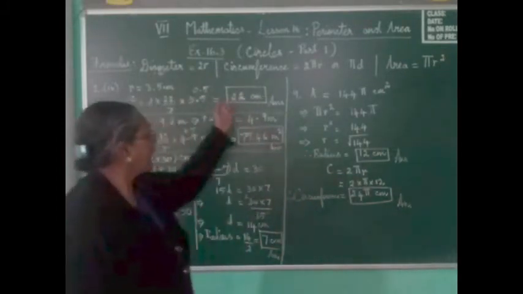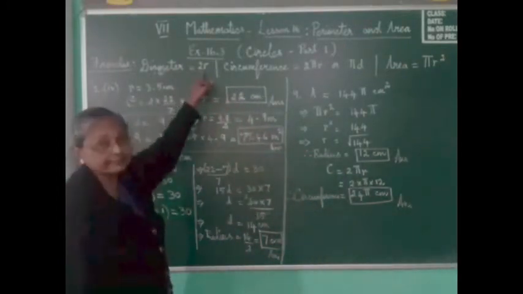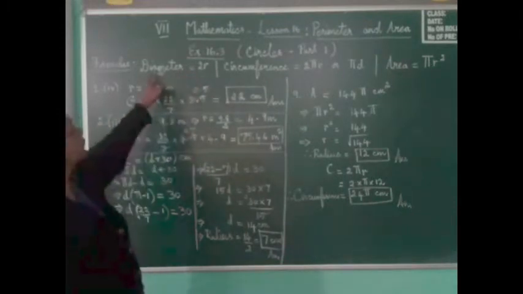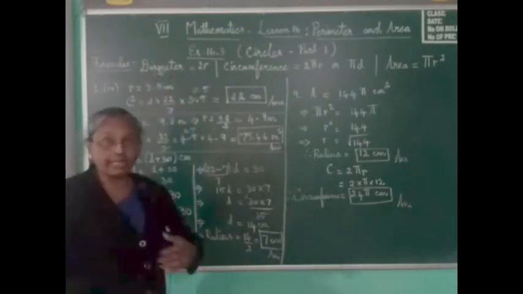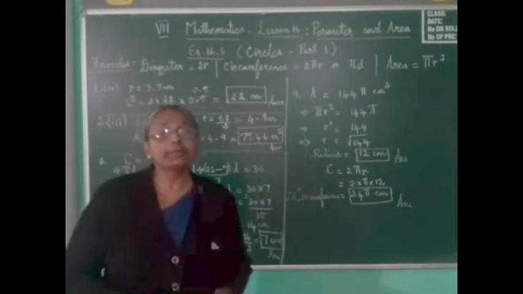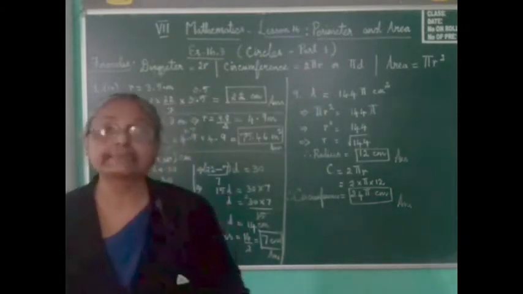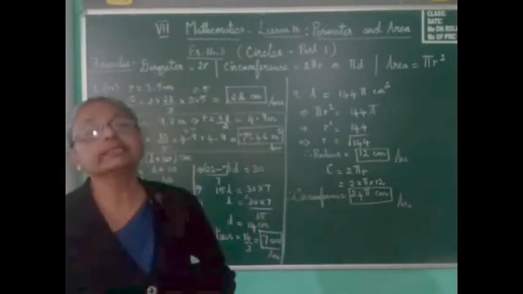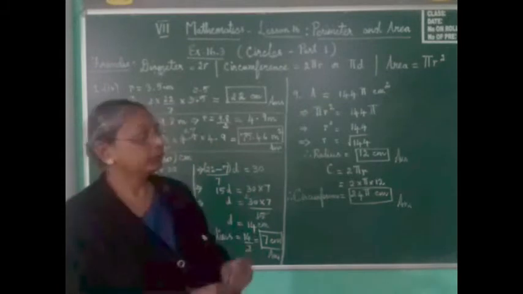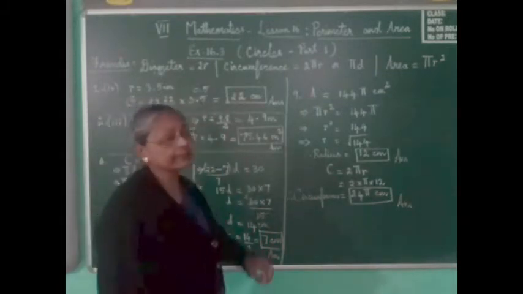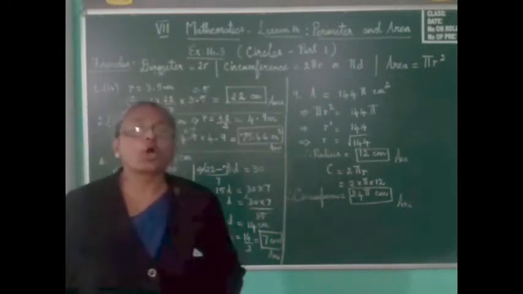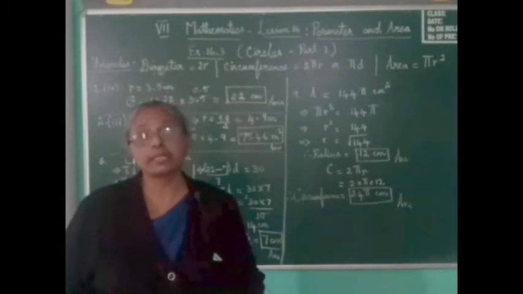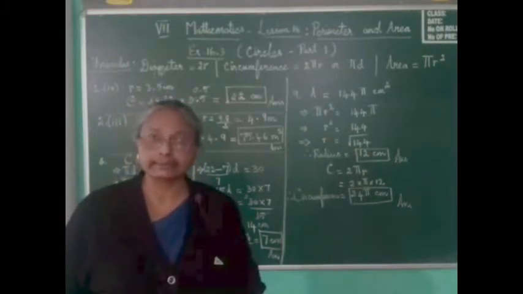Now, the radius can be denoted as r. And what will be the diameter? The diameter of a circle will be twice its radius. The diameter of any circle is twice the radius of the circle. And we know that diameter is the longest chord of a circle. You have learnt about chords also in the earlier classes.